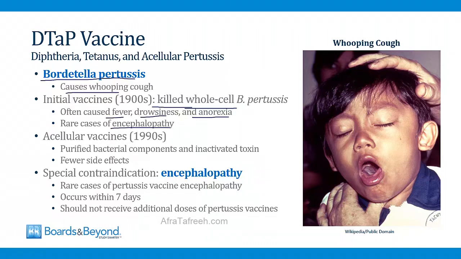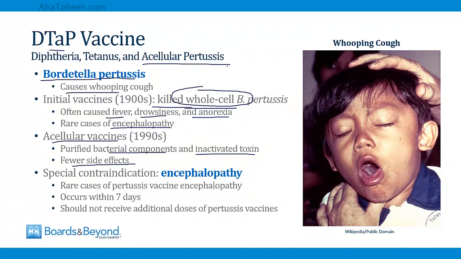Because of the problems with the killed whole cell vaccine, so-called acellular vaccines were developed in the 1990s. These vaccines are purified bacterial components and inactivated toxin, so they have elements of the bacteria, but they do not contain whole bacterial cells. As a result, they are better tolerated and have fewer side effects. So that's why the DTaP vaccine has a little A in it to indicate that the acellular version of the pertussis vaccine is what's in DTaP.